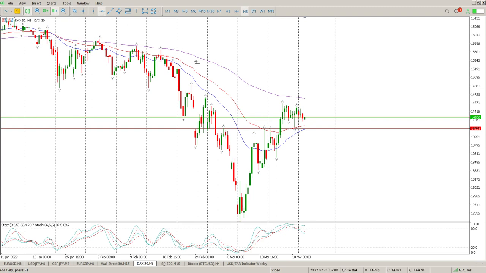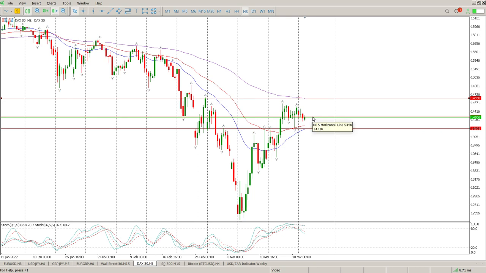First things first, this gap is still very much open, and you can see the start of the week we didn't really get going anywhere. We tested this level a little bit, which is 14,300 or 14,306. That's current price. 14,318, so we did test that level, but we didn't get above it.